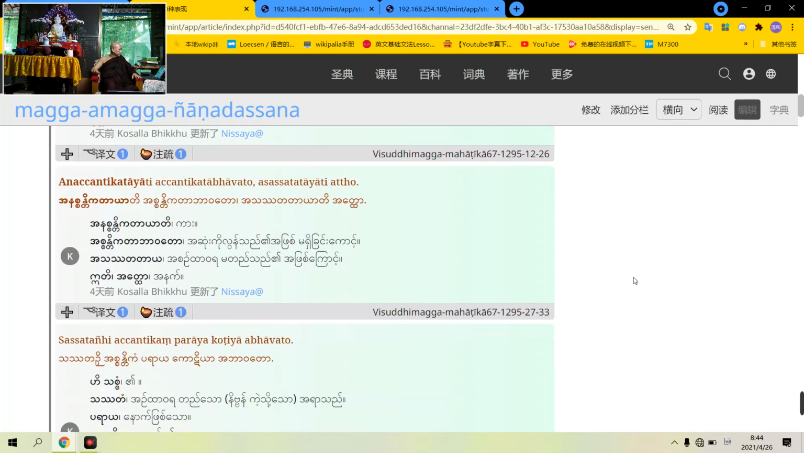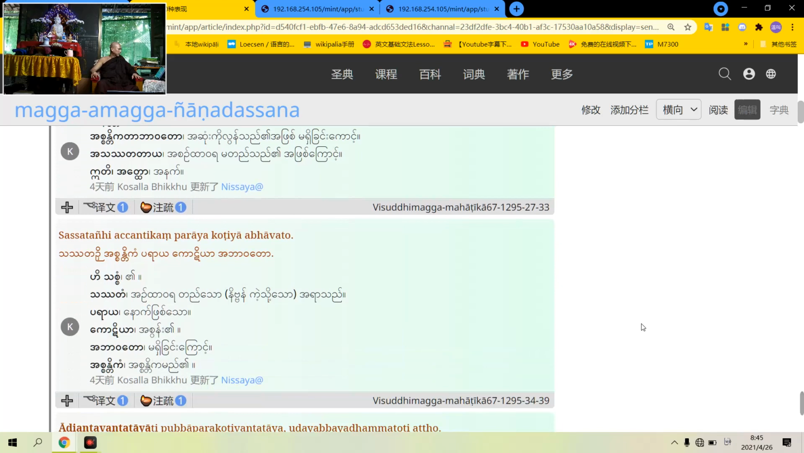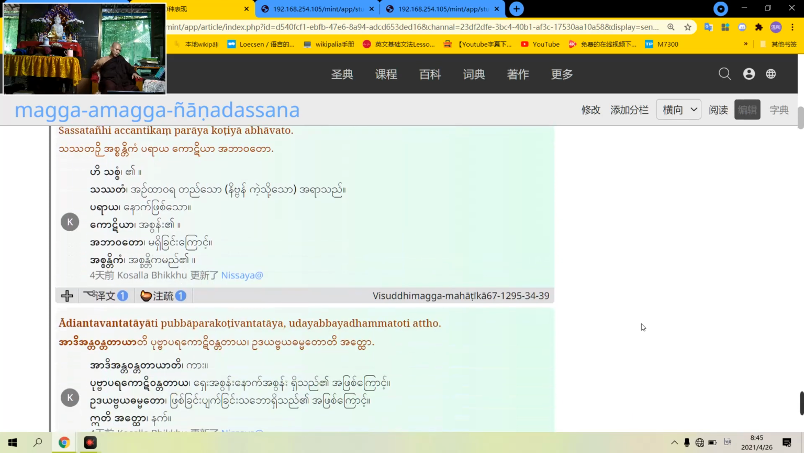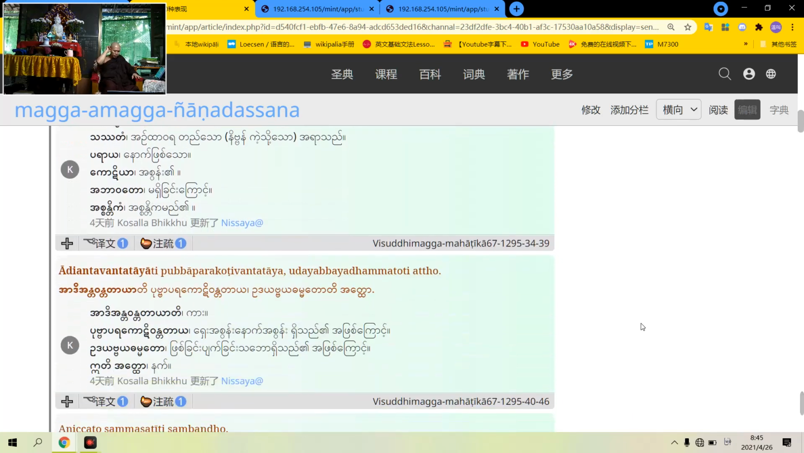Number one, Anicca-to. Anicca-nibbidhika. Another one, what? Adi-anta-vantataya. Adi is the beginning, anta is the end. Here is the beginning, the end. Pubha-para-koti-vantataya, this meaning. This is a 2x. Yes, this also is.